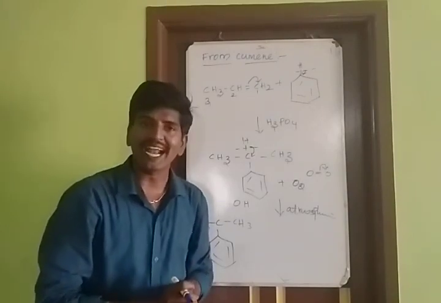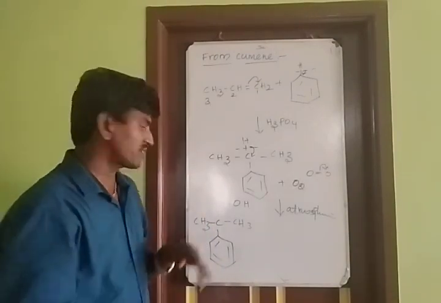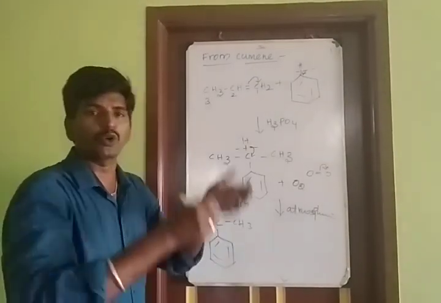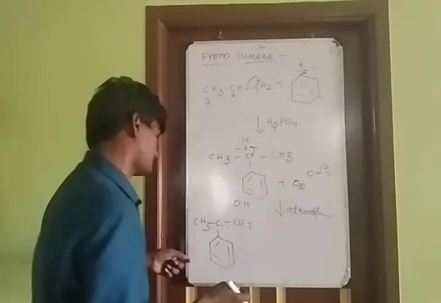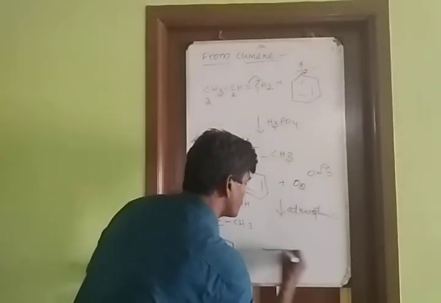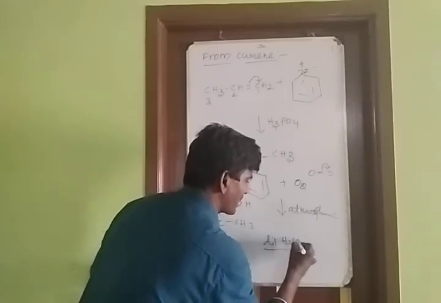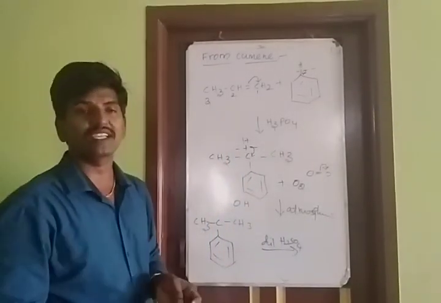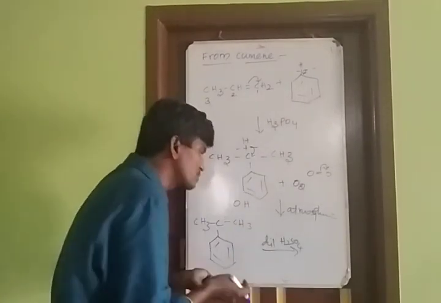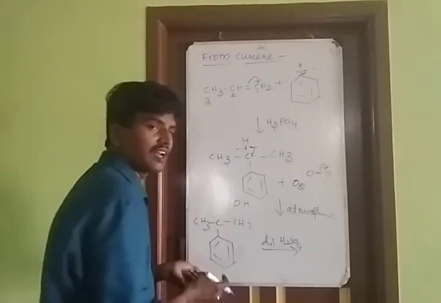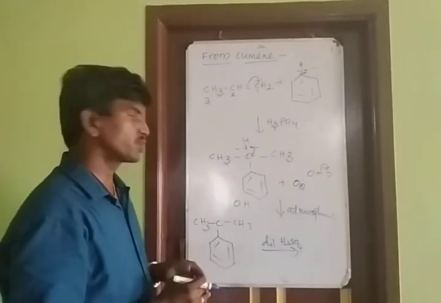Then I am going to add dilute acid. So this compound will undergo decomposition. So you can get a product. I am going to add dilute acid, sulfuric acid or nitric acid, any acid you can add. When you add dilute acid, this compound will undergo decomposition. So it gives a product to us.